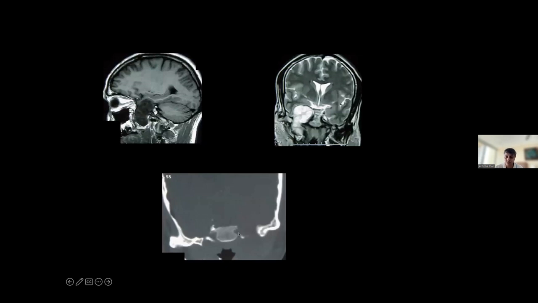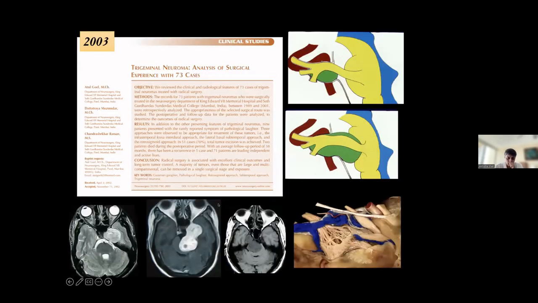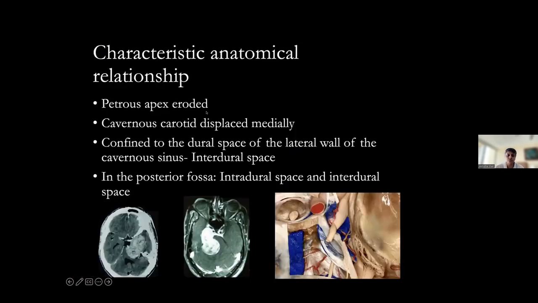Actually, this is another one recently done. You can see that this is the region. The bone has been eroded here. You just widen the foramen ovale and you enter into the tumor. So this is one of the largest experiences in the world of trigeminal neurinomas, and the whole approach is based on this anatomy of the trigeminal schwannoma.